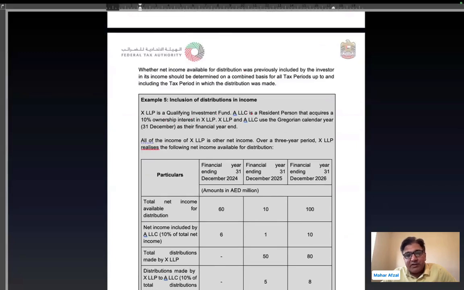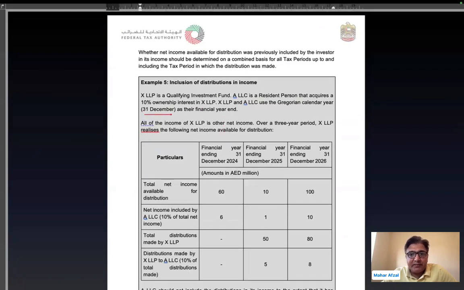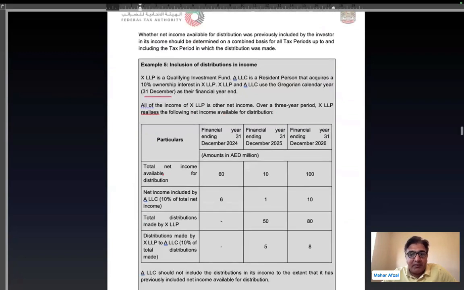XLLP is a qualifying investment fund. A LLC, a resident person, acquired a 10% ownership interest in XLLP. XLLP and A LLC use the Gregorian calendar year ending 31st December. All of the income of XLLP is net over a 3-year period. This is the income: net income available for distribution 60, 10 and 100. Net income included by A LLC at 10%: A has already included 6, 1 and 10.